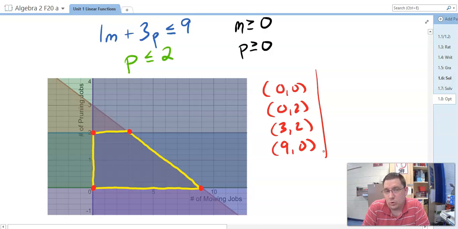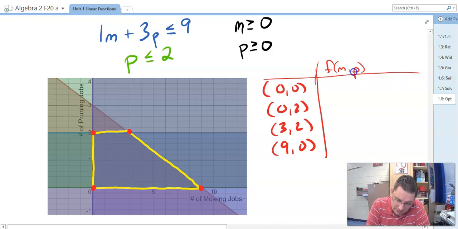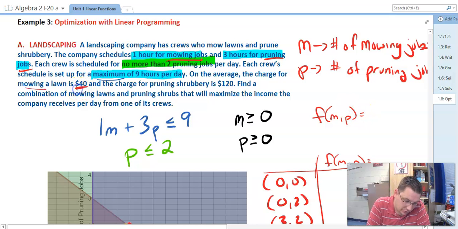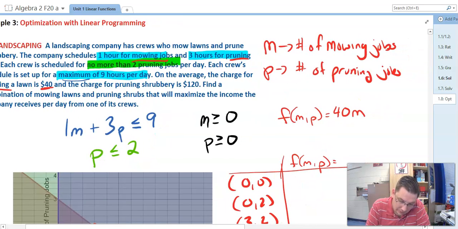And like we did before, our next step is to deal with our function, right? So we're going to set up our table and have some function here, f of m, p. But we haven't written our function yet, so let's go back to the word problem. It says on average, the charge for mowing a lawn is $40, and the charge for pruning shrubbery is $120. So this is what's going to build our function. f of m, p is equal to what? For each lawn they mow, it is $40, so 40 times m. And then for each pruning job, 120 times p.